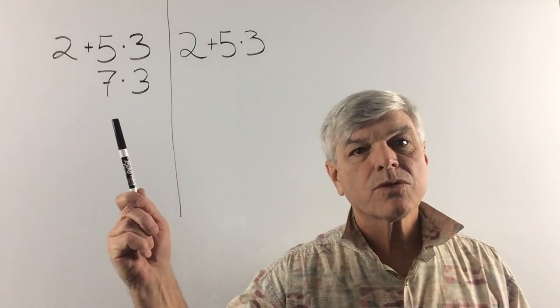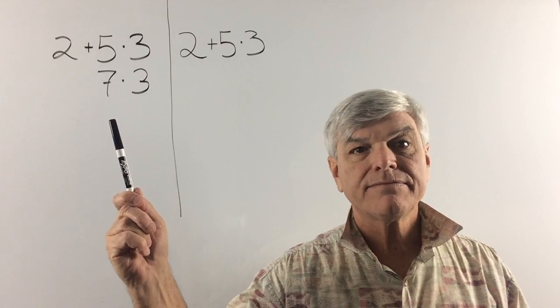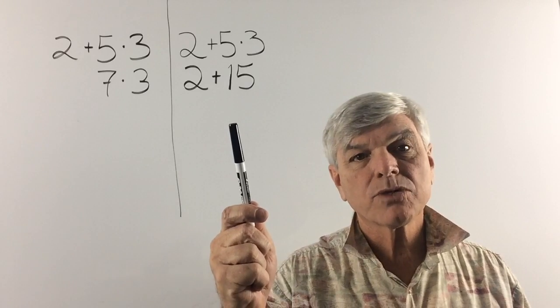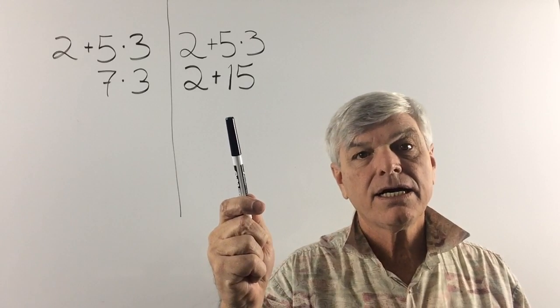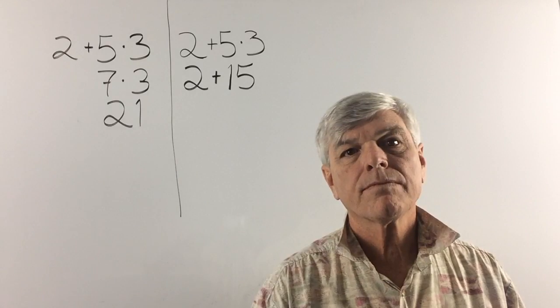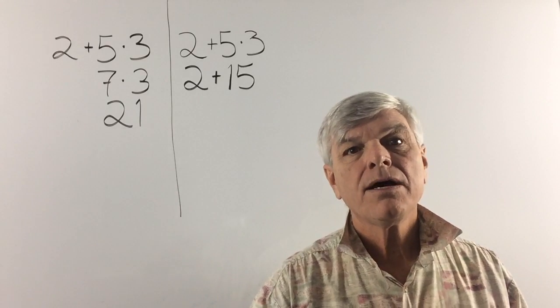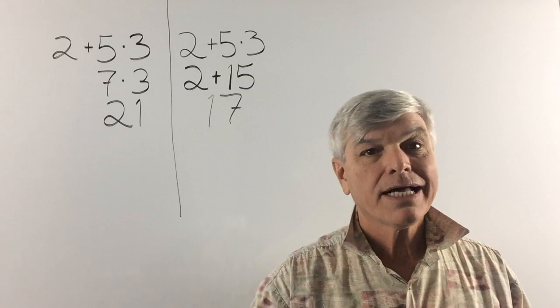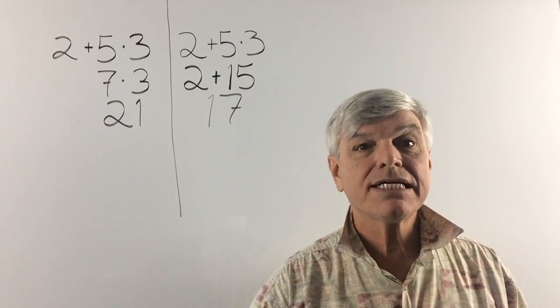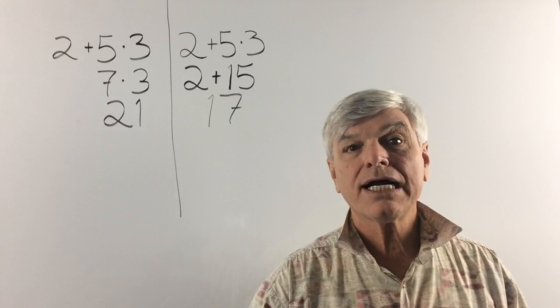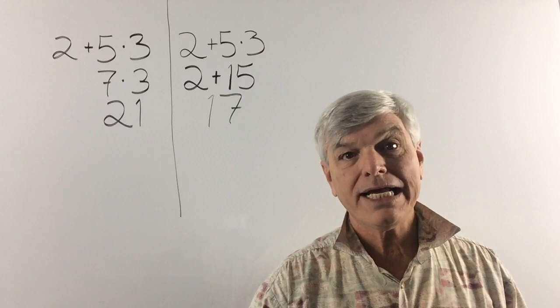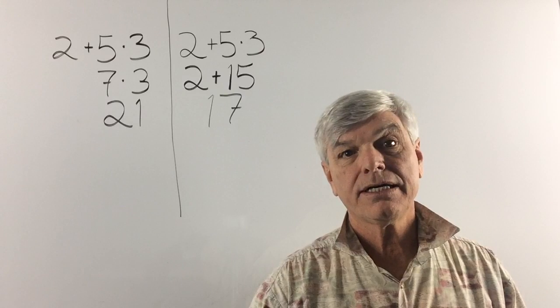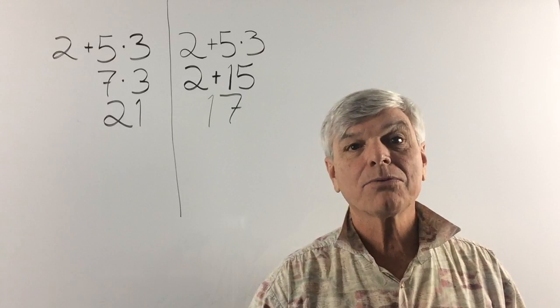So if we add first, we're going to be left with 7 times 3. And if we multiply first, we're going to have 2 plus 15. Well, 7 times 3 is 21, but 2 plus 15 is 17. And 17 is the correct answer. So if we're going to get our problems right, we need to know the order of operation. And the order of operation is called PEMDAS. Often remembered with the phrase, "Please excuse my dear Aunt Sally."